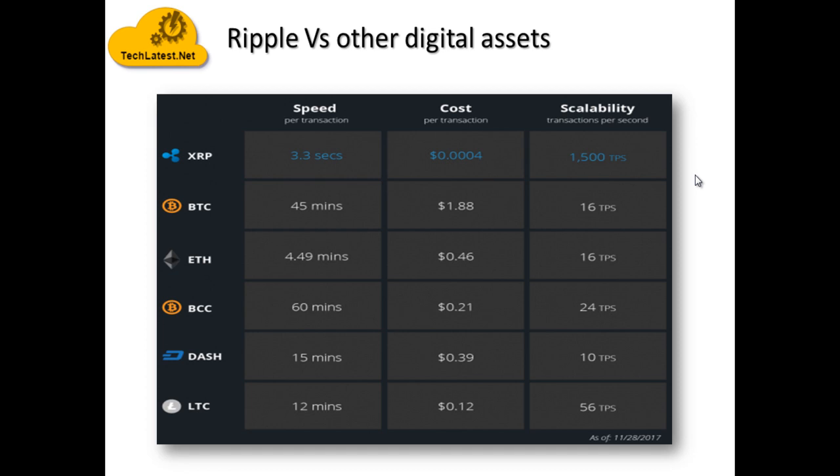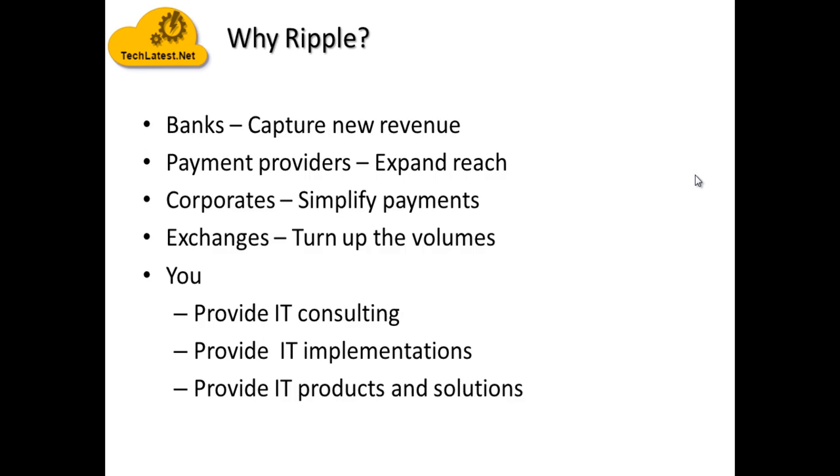Here you can see that in terms of transactions per second, at this point XRP can handle 1500 transactions per second, whereas for others it ranges from 16 transactions per second to a maximum of 56 transactions per second. And again, all these estimates are as of 28th of November. Okay, so this is how XRP fares against other digital assets.